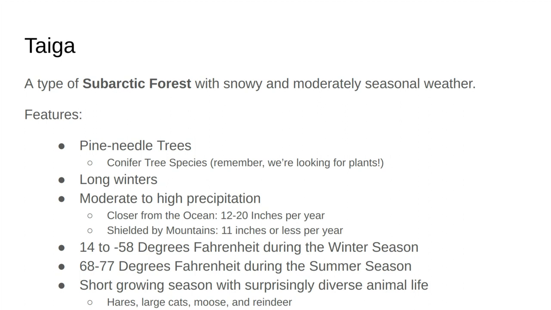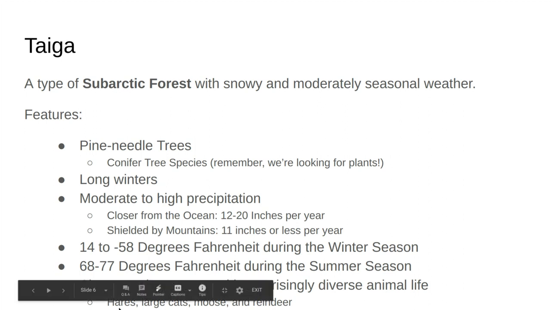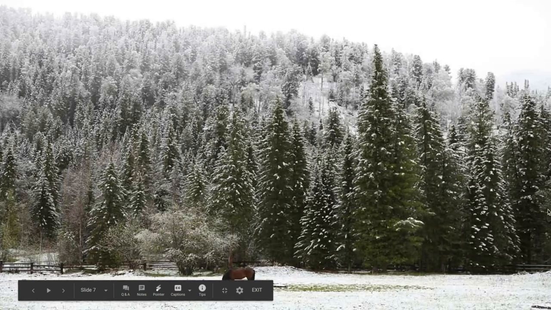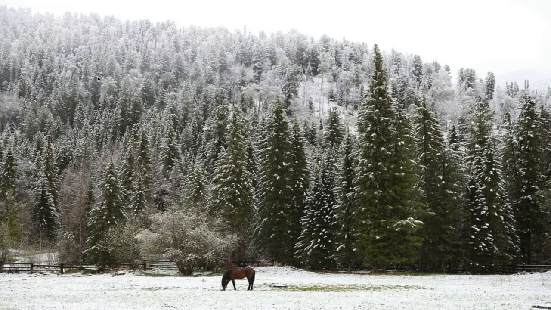They also have more diverse animal life than tundras do. We have hares, which are basically rabbits, large cats, moose, and reindeer. Here's a picture. We can see that this is probably near where someone lives because there's a fence here and a horse. And horses usually aren't native to cold areas, so this one must have been domesticated there. Notice in the background all the snow coming down on very large, very tall trees.